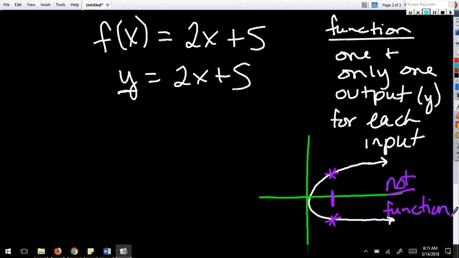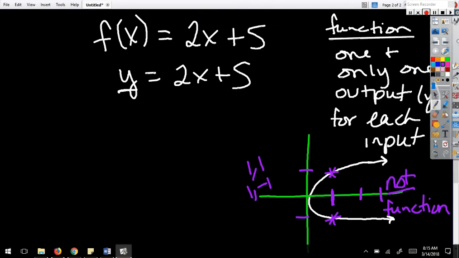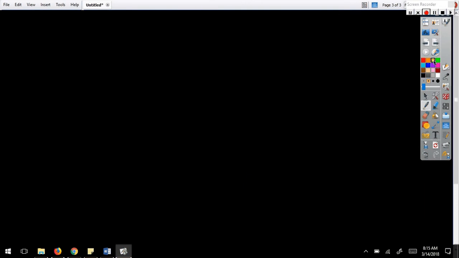Because I'm showing you that the input, which is x, let's say it could be 1 or -1. So it has two different outputs for the same input. So it's not a function. You probably learned, I hope you learned, because we're going to build on it today. I'll come back to this equation. I didn't realize y'all didn't know what a function was.